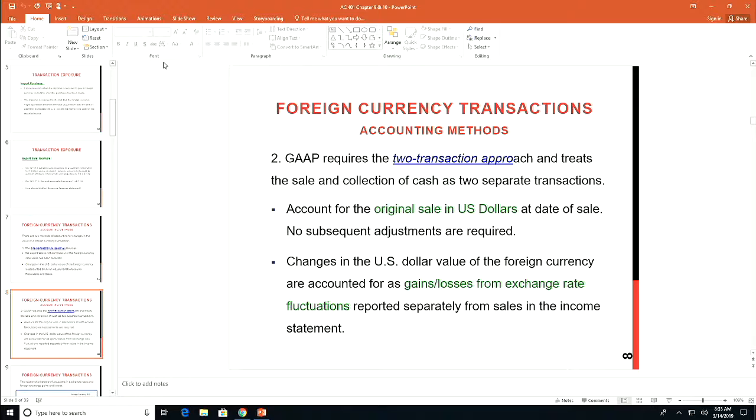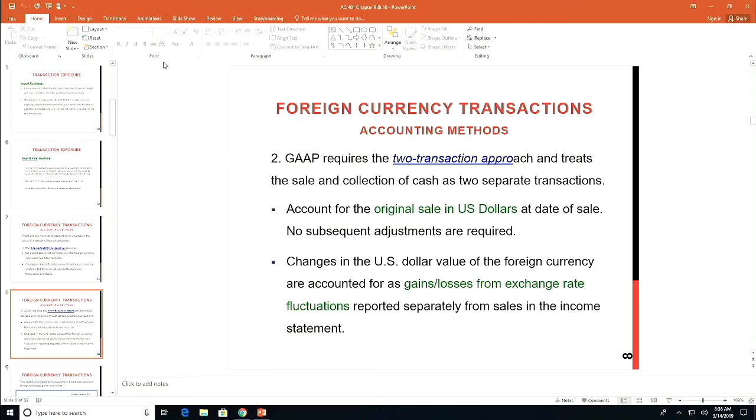Now, all these transactions are credit transactions. So when you make sales, definitely you will debit your accounts receivable. So what will change is your accounts receivable. Depending on the euro and dollar exchange rate, you have to check and do the adjustments to your accounts receivable. That's called the two transaction perspective.